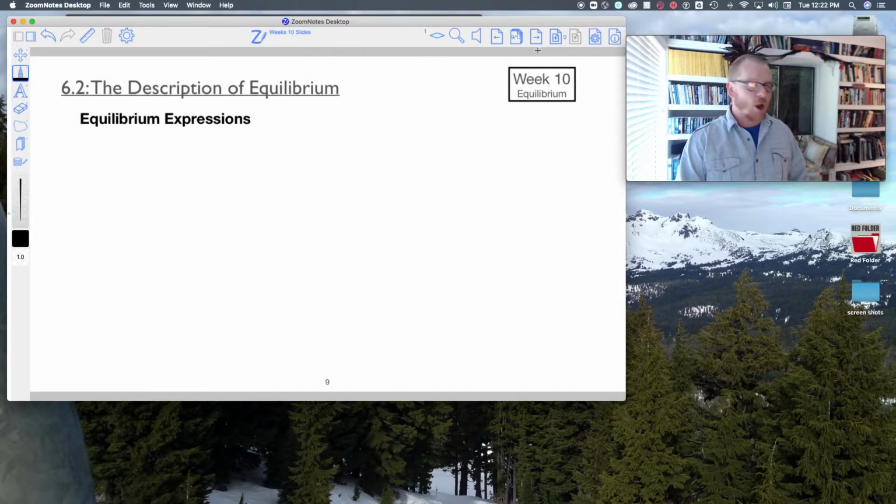Amount of stuff. So moving on now. So we're ready to establish the actual definition of a chemical equilibrium expression.